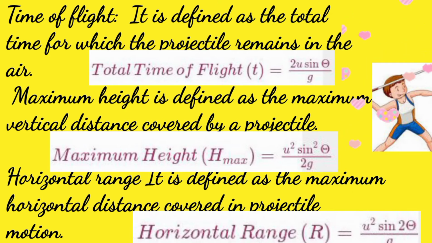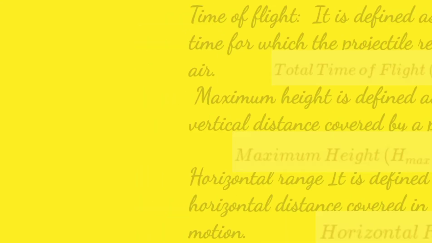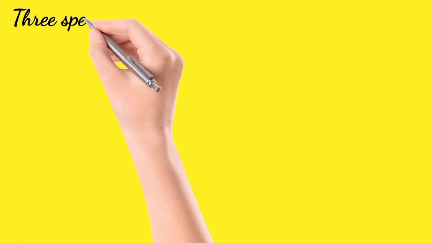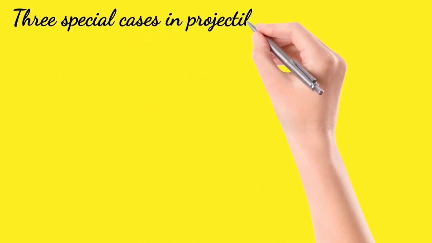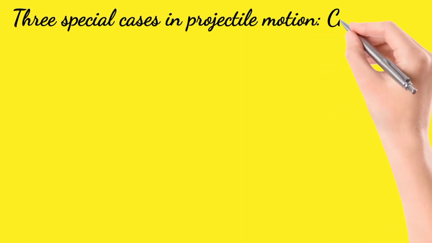Please take note, where u, theta, and g are already known. u is the initial velocity, theta is the angle between the projectile and the horizontal, and g is the acceleration due to gravity. Please note that for maximum range, the angle is 45 degrees. Maximum range occurs when the angle of projection is 45 degrees.